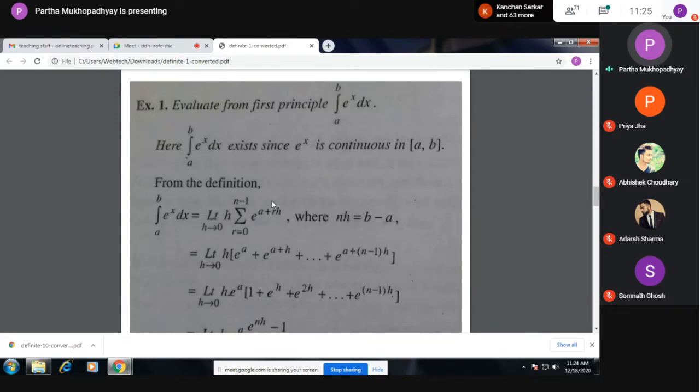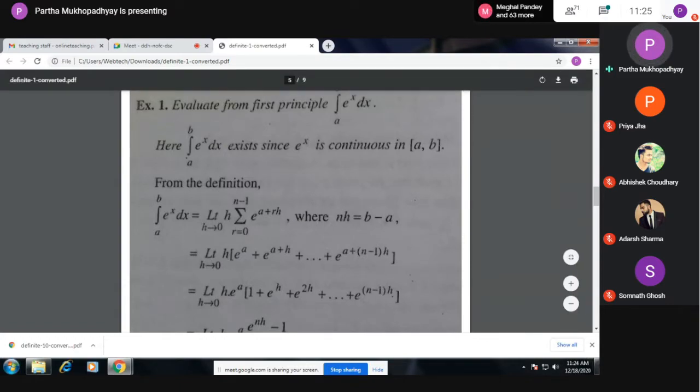in the limit of sum concept, we can write this thing, h into f of a plus r h. So what is f of x? e to the power x. What is f of a plus r h? That will be e to the power a plus r h. Obviously, r is equal to 0 to n minus 1, where nh will be equal to b minus a. Now, putting r is equal to 0, 1, 2, up to n minus 1, we are taking e to the power a plus h, up to e to the power a plus (n minus 1) into h. Okay? Now, what we do, we take e to the power a common.